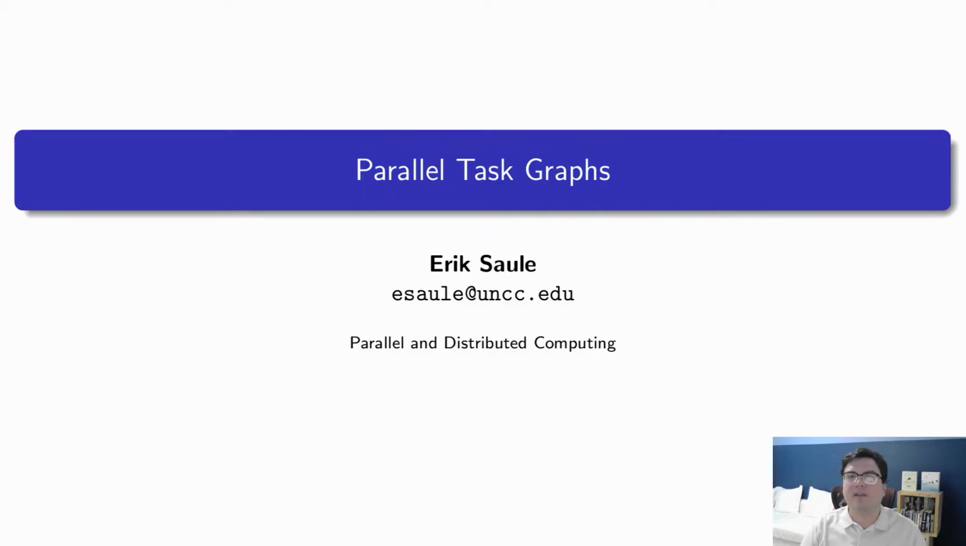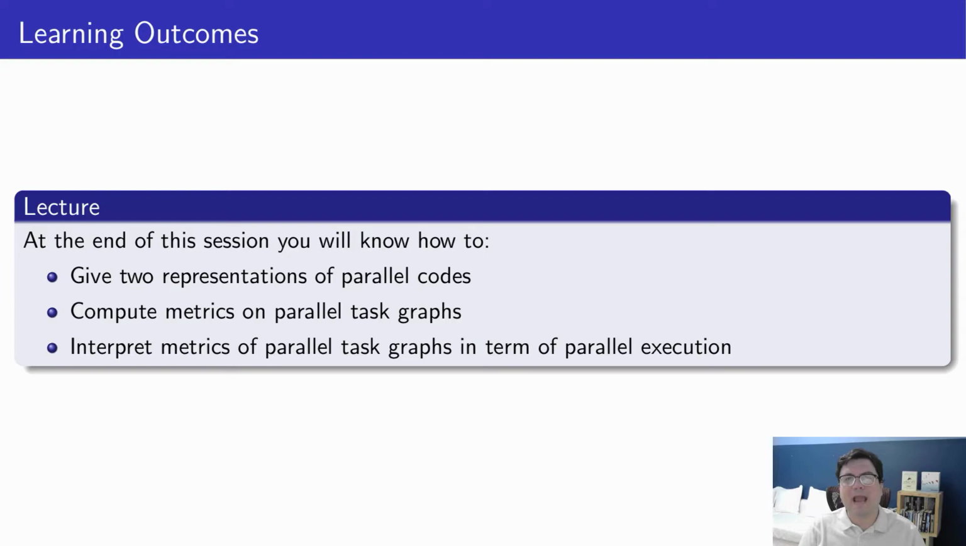Today, we will talk about abstract representations of parallel applications. In particular, we will talk about the most common representation, the parallel task graph. There are many abstract representations of parallel applications, and we will discuss the most common two. The parallel task graph representation is the most generally applicable.